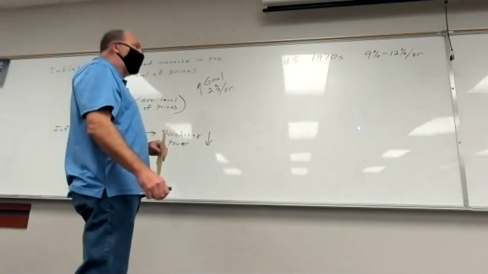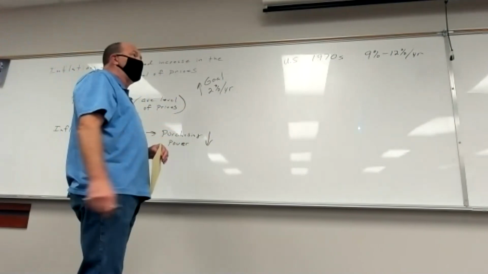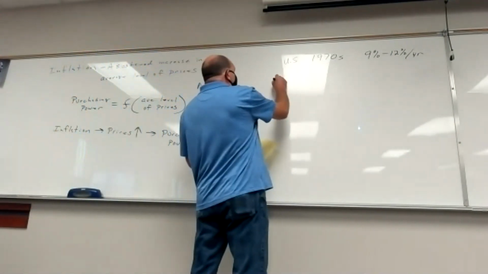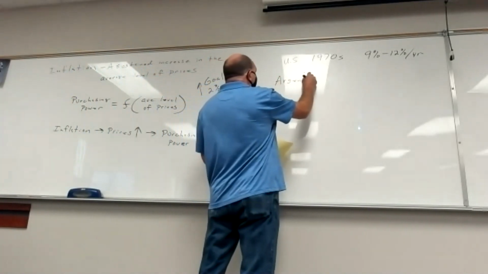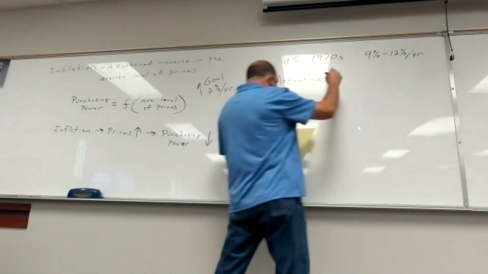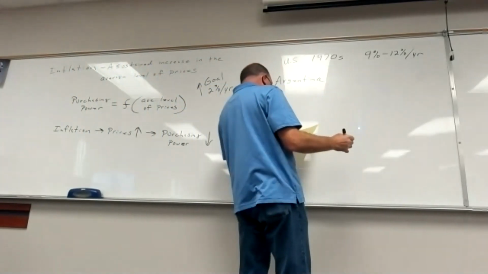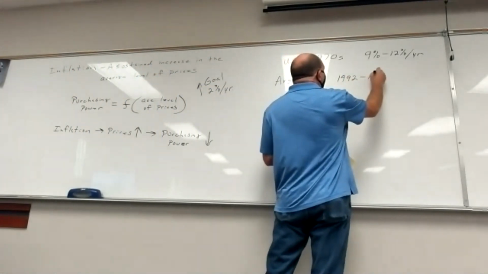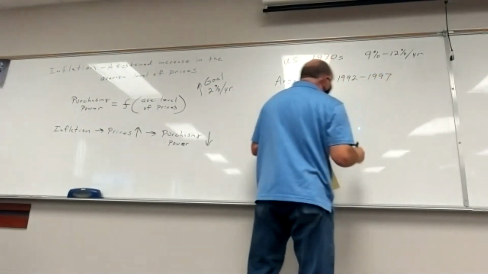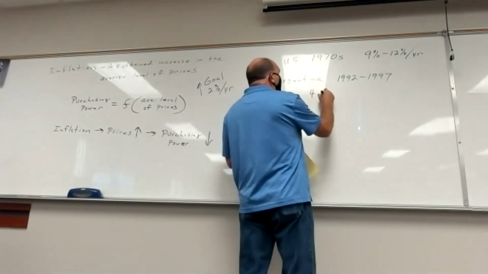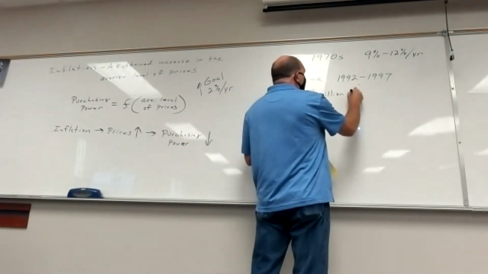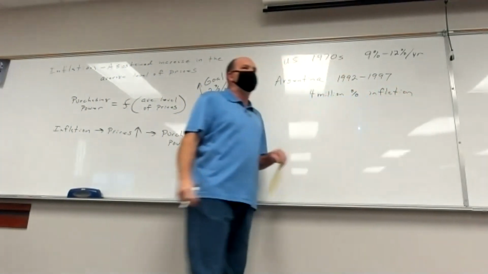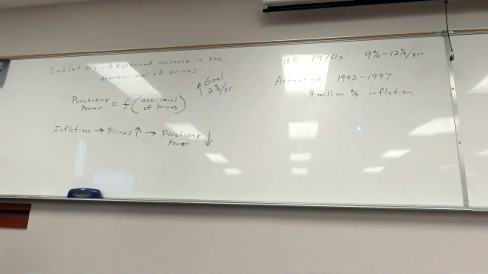One of the poster children for what we call hyperinflation in the world actually came out of Argentina, back during the 1990s. In Argentina, between 1992 and 1997, they experienced 4 million% inflation. 4 million% inflation. All right.